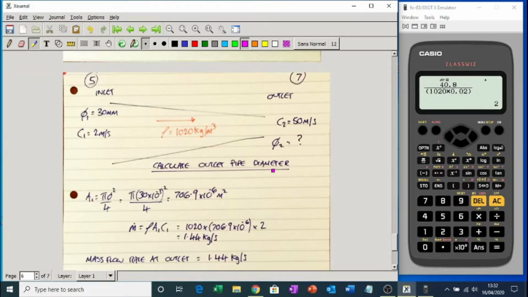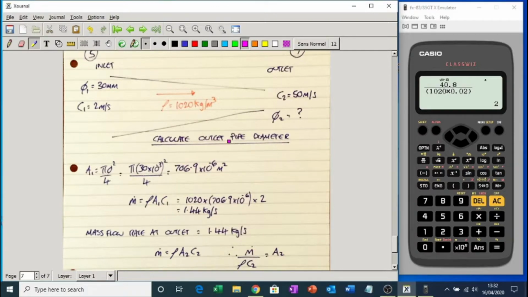So if you were working in an oil factory, or a milk factory, milk processing, oil refining, and you wanted to work out the pipe diameter because you knew the speed perhaps.